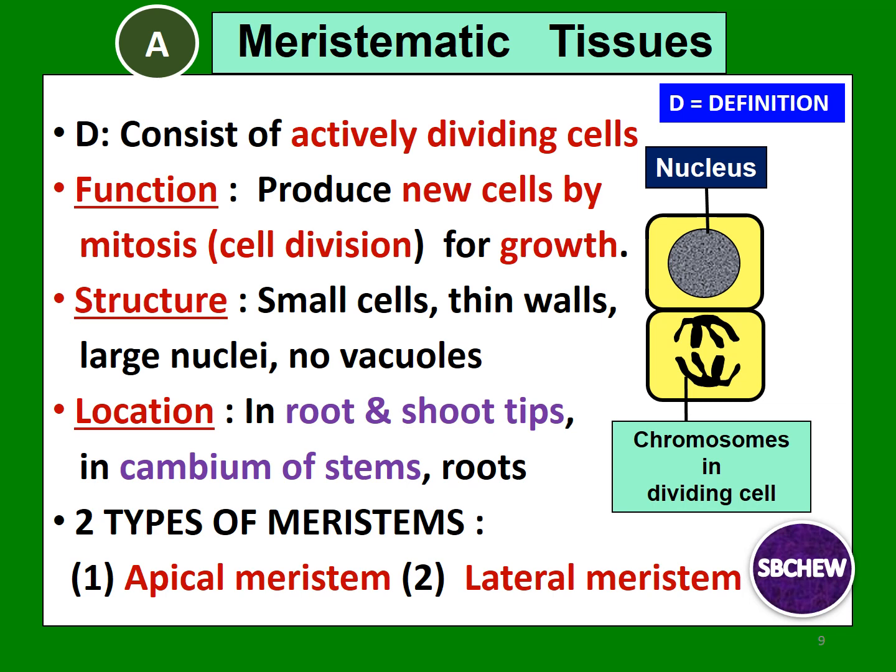tissues. The structure of these tissues is that they consist of small cells, young cells that have thin walls, large nuclei, and no vacuoles because they are young cells. In addition, the location of the meristematic tissues is at the apex of the plant, meaning at the root tip and the shoot tip, and also in the stem, in the cambium of the stems and roots. So basically there are two types of meristems, the apical meristem and the lateral meristem.